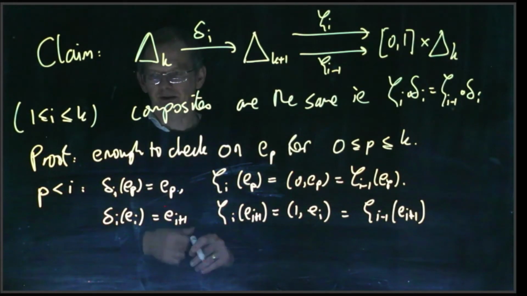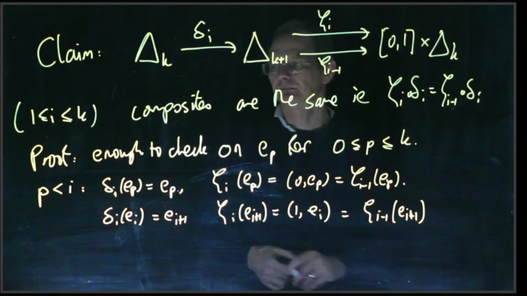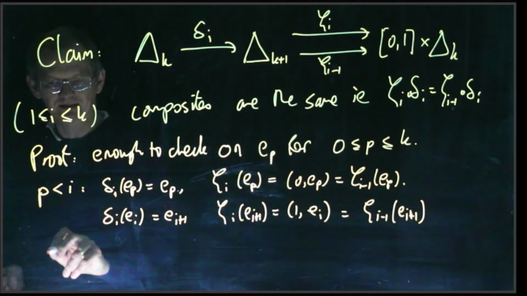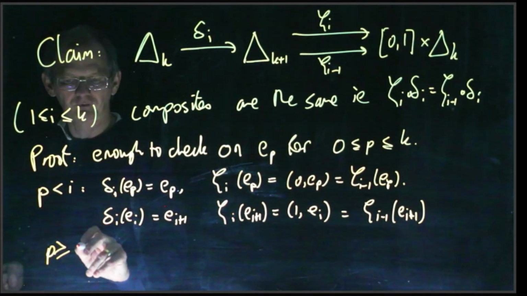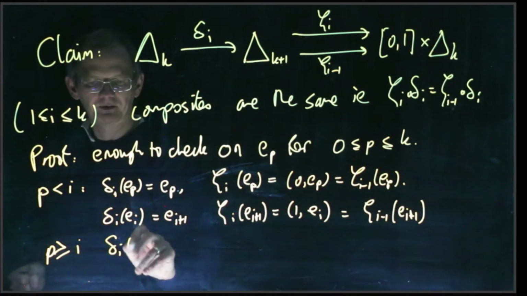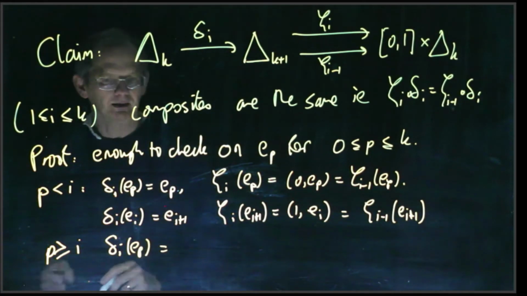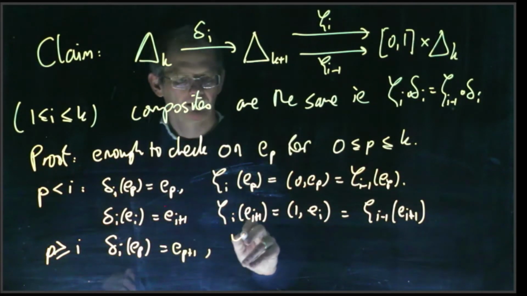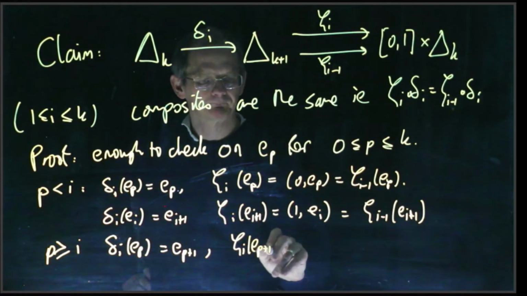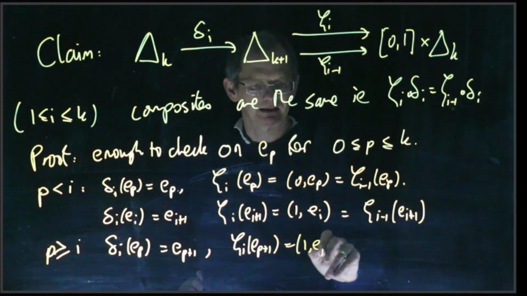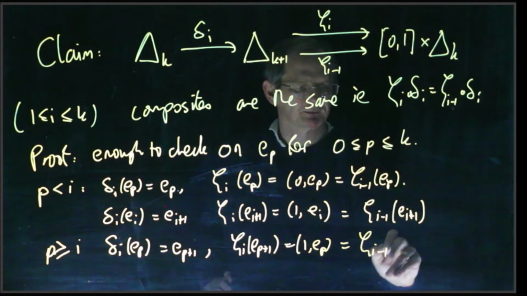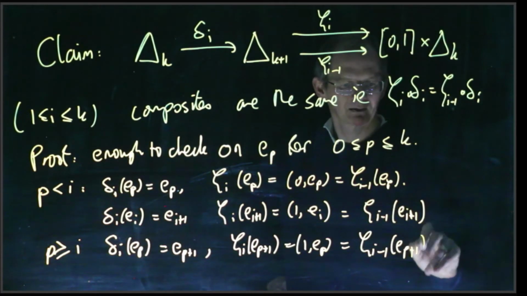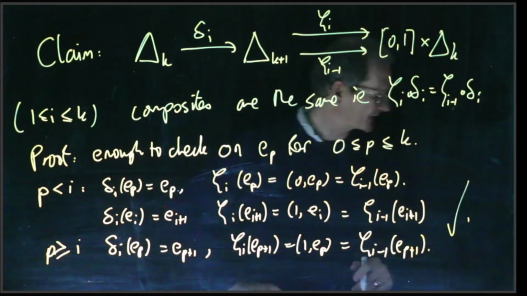Actually, I didn't really need to separate the case of I itself specifically. That's going to work in general for P greater than or equal to I. Delta I of EP is going to be EP plus 1 in this case. Zeta I of EP plus 1 is going to be 1 EP, which is zeta I minus 1 of EP plus 1. So we see that these two maps are the same.